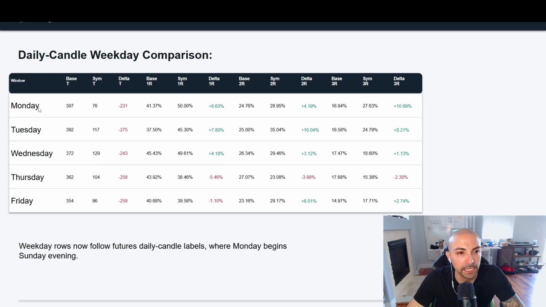And for each day of the week, again, baseline, symmetrical. Delta is the difference between baseline and symmetrical. We've got the baseline 1R, symmetrical 1R, 2R, and 3R. On this, it looks like Monday we have a 50-50 profitability if we add the symmetrical component to it.